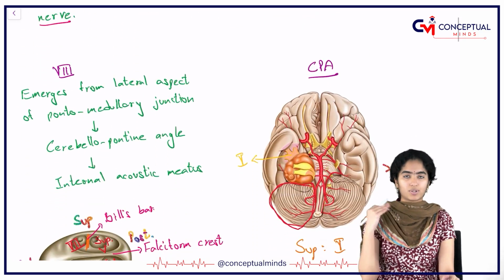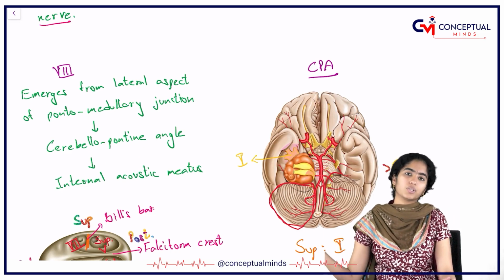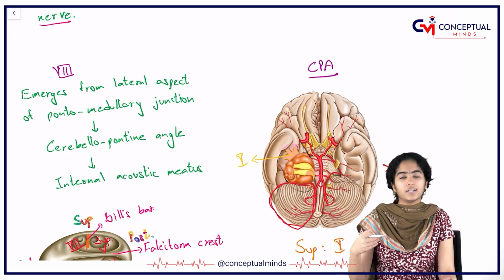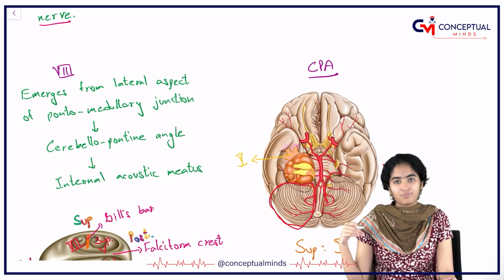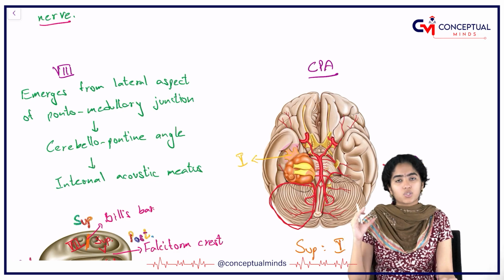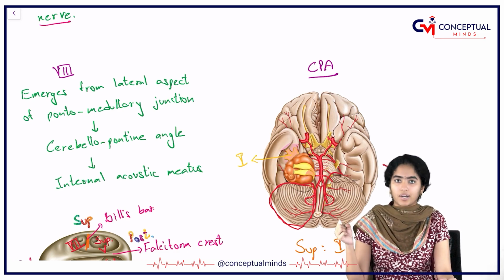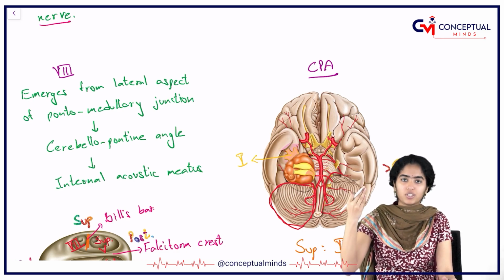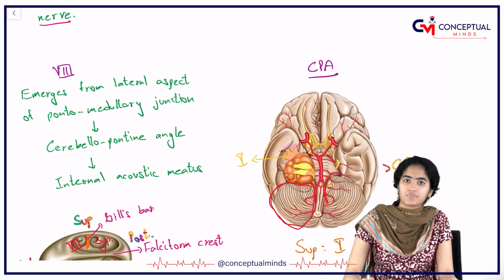It emerges from the lateral aspect of the pontomedullary junction, then it goes into the cerebellopontine angle and then into the internal acoustic meatus. In the internal acoustic meatus, you have 4 chambers. Horizontally, they are divided by the falciform crest, and the superior chamber is again divided into anterior and posterior by Bill's bar. So we have the facial nerve, cochlear nerve, and superior and inferior vestibular nerves.